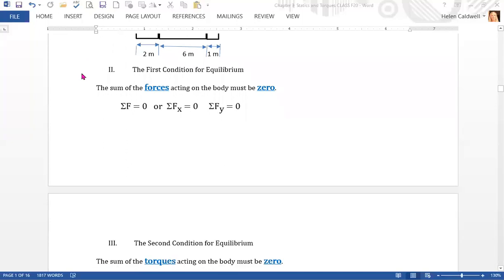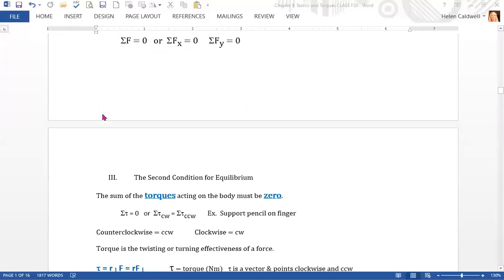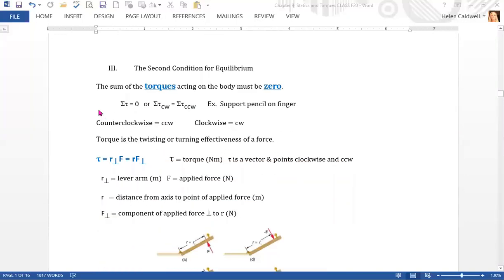So we need to move along to equilibrium. The sum of the forces acting on a body have to be 0 if you're in equilibrium. So what that tells me is that the sum of the forces in the x direction add up to 0, and the sum of the forces in the y direction add up to 0. That's the first condition for equilibrium. The second condition is that the torques acting on the object have to equal 0. Torque is the rotational equivalent of force.